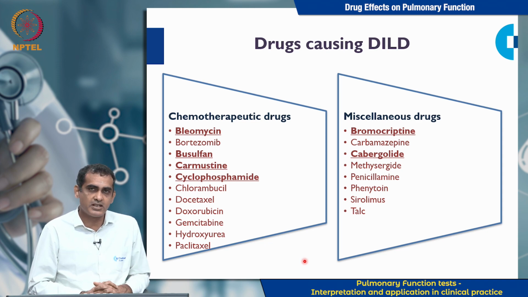And then miscellaneous medications, we have bromocriptine. We use it in hormonal conditions, endocrine disorders, cabergoline. Even bromocriptine, we are using it in diabetes mellitus. These medications are associated with ILD. Carbamazepine, an anti-epileptic medication, sirolimus, immunosuppressant medication, sometimes phenytoin, again an anti-epileptic medication. These are all associated with ILD.